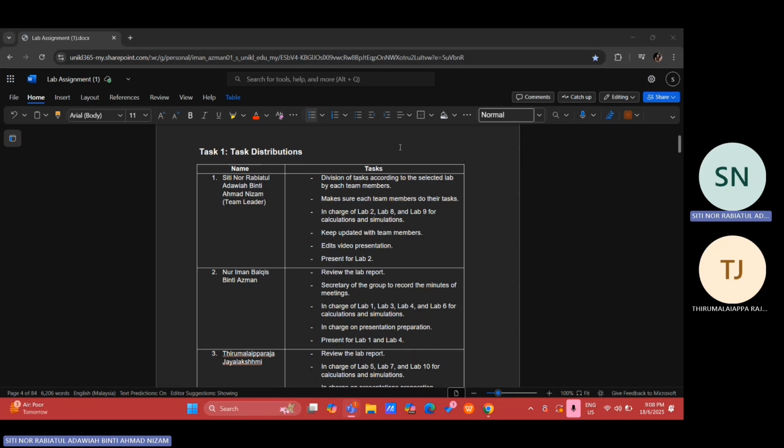So first, I'm going to present to you about our task 1, which is task distribution. First, for Siti Norabiata Ravia binti Ahmad Nizam, the team leader, my task is to do the division of tasks according to the selected lab by each team member. And then I have to make sure each team member does their task.